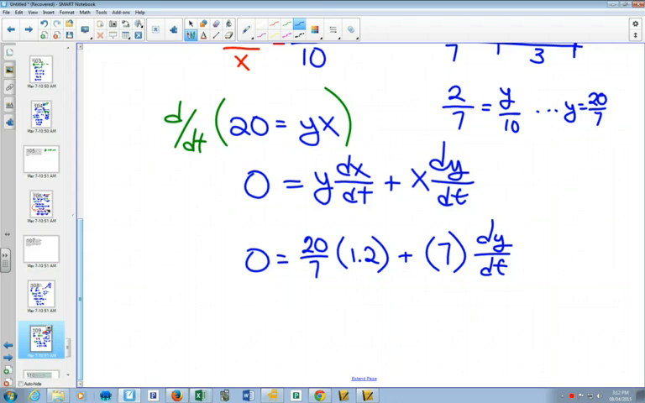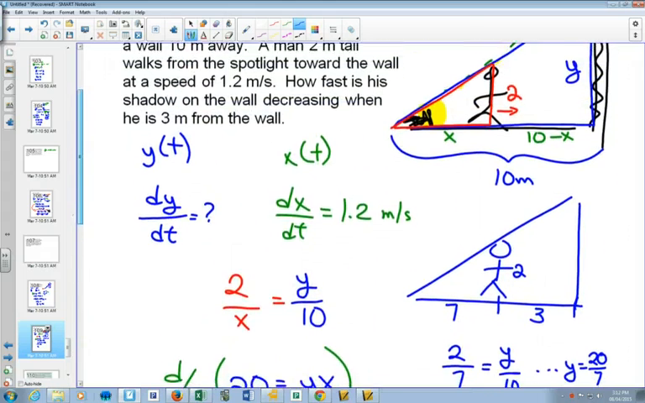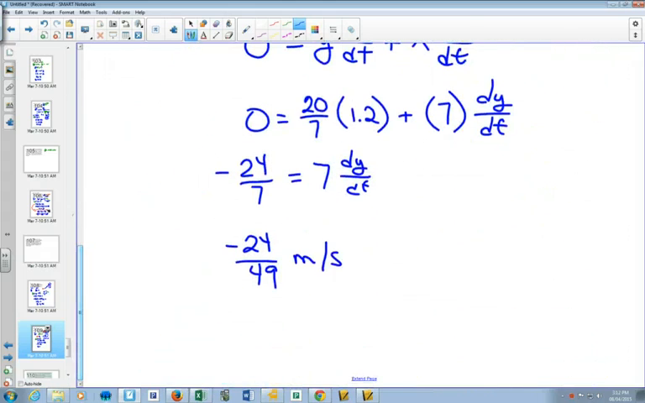Moving things over to the other side, 20 times that will be 24 over 7. Negative, equals 7 dy/dt. Divide both sides by 7. And negative 24 over 49, and the units were meters per second. So just a little bit less than half a meter per second is how fast that shadow is decreasing on that wall at that moment.